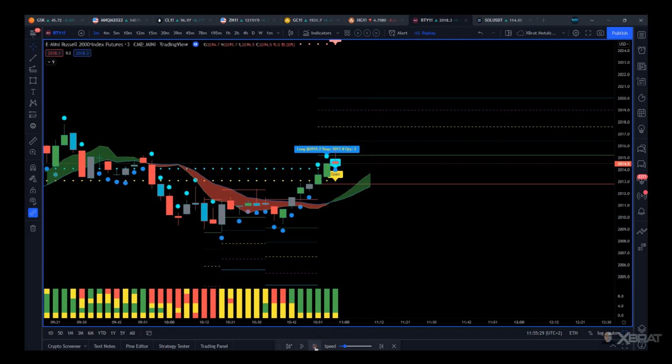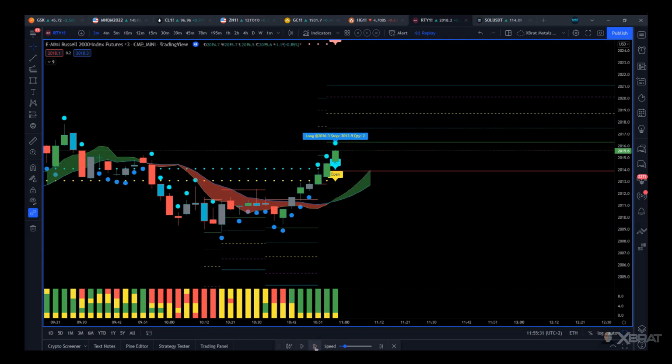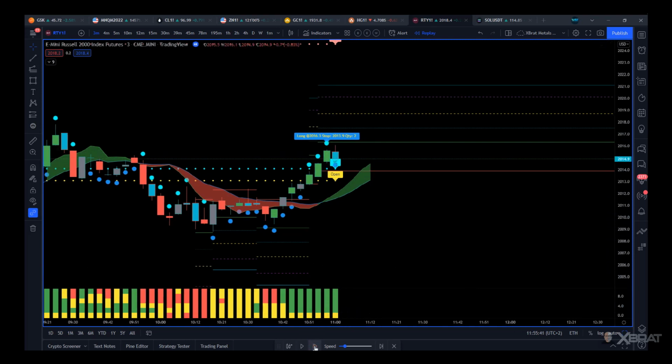Let's talk this through. So we get an entry. We also then get another signal. Okay, so if we miss that one, we got another one here. Again, look at that bias depth heat map, 5 out of 6, all looking good here.